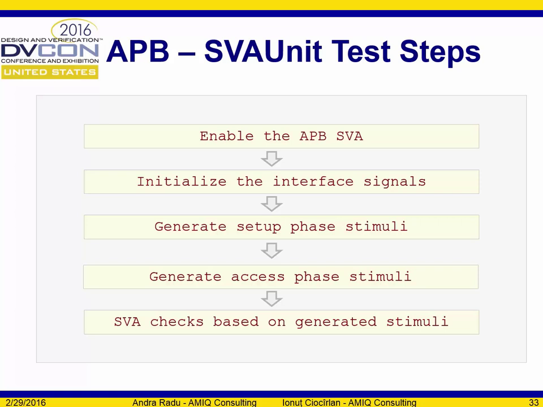You have to initialize the interface signals. This I will show later on why we need to do. We have the setup phase where we generate the stimuli and also drive them. We will then drive the stimuli for the access phase and then in the end do the checks to see that the assertion that we want to test has behaved as we wanted.